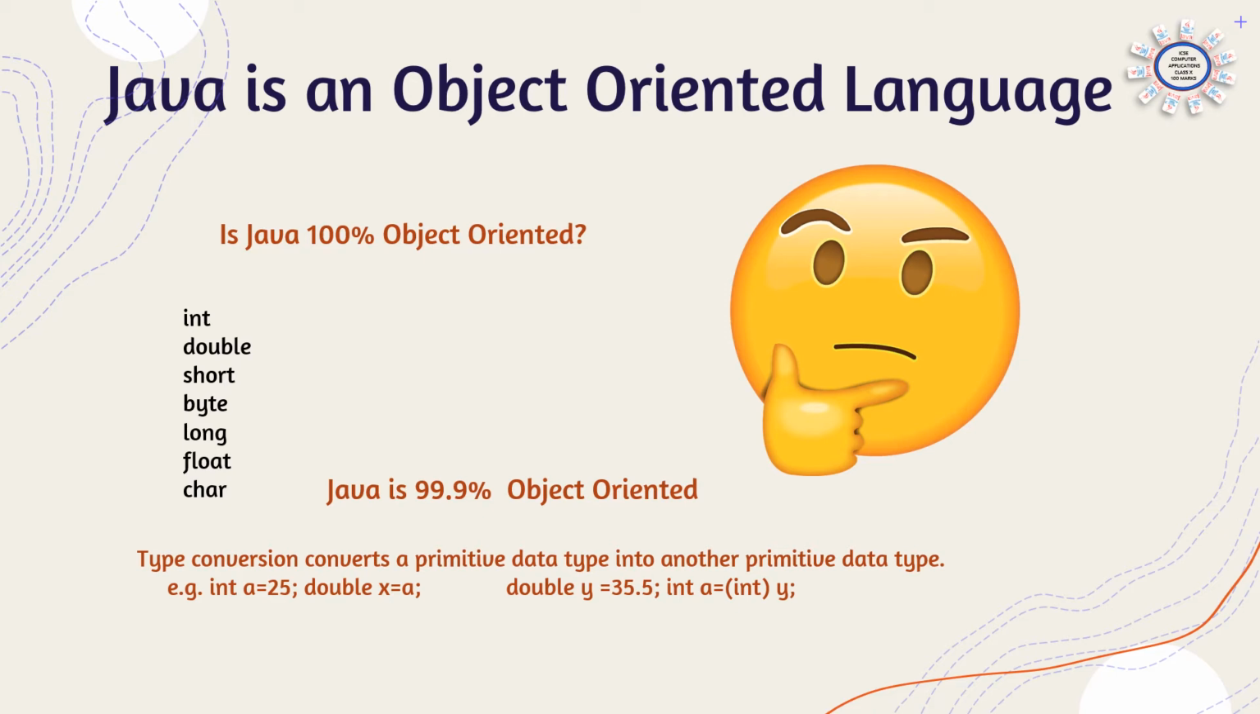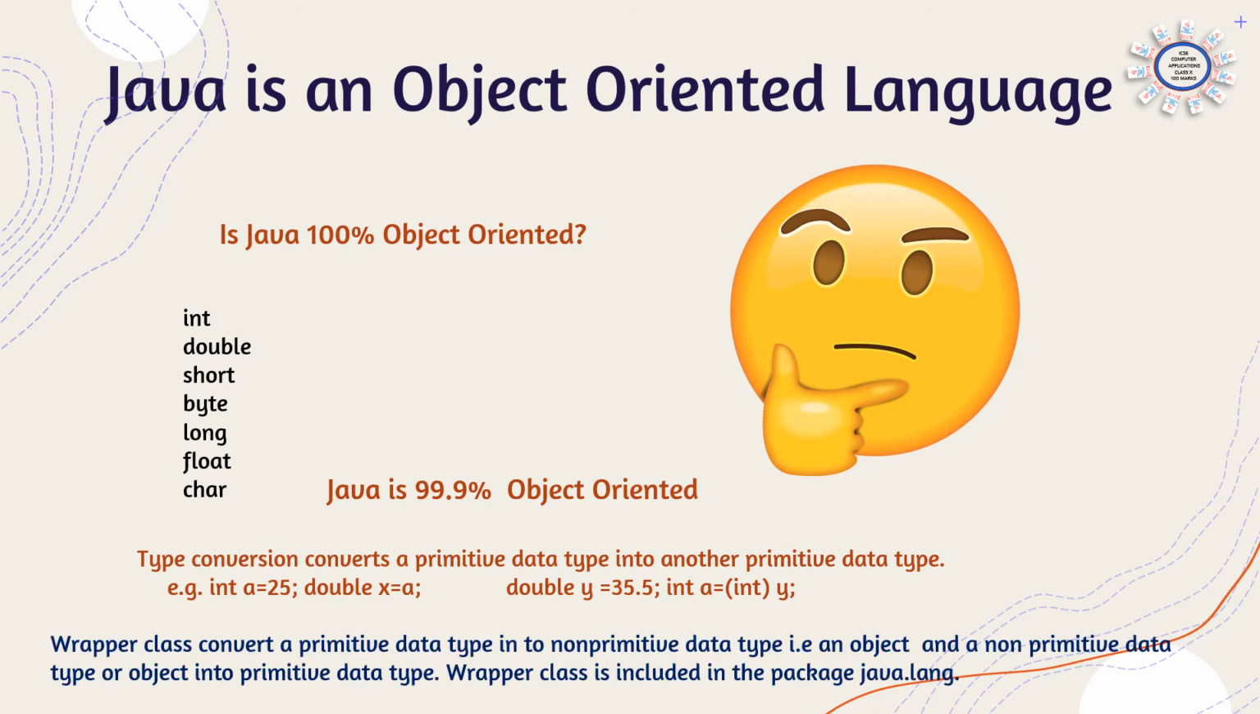For example, int to double is implicit, or double to int is explicit, so one data type can be converted into another data type by using type conversion. And a wrapper class converts a primitive data type into a non-primitive data type, that means an object, not into another primitive data type. So that is the difference between both of them. Type conversion converts a primitive data type into another primitive data type, and a wrapper class converts a primitive data type into an object, and an object into a primitive data type.